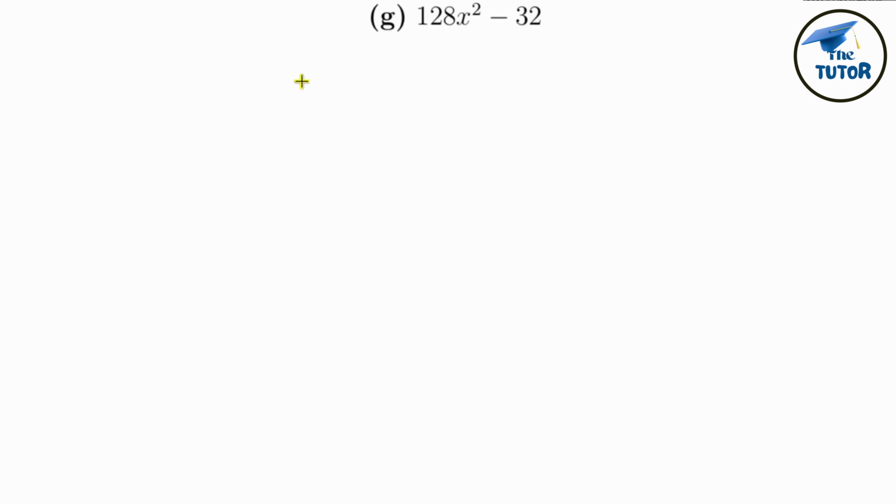So here we have 128x squared minus 32. We are supposed to factorize this one. Let's take 32 common. Can we write 128 as 4 times 32? Then x square, and then further negative 32, right? So what we will be left with is 4x square.